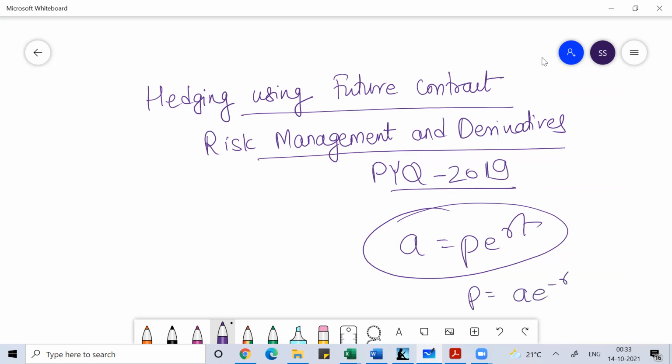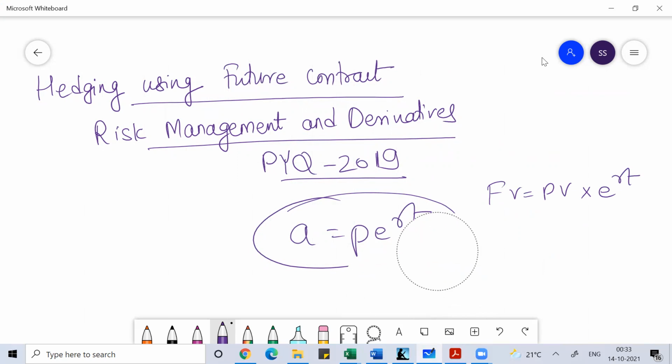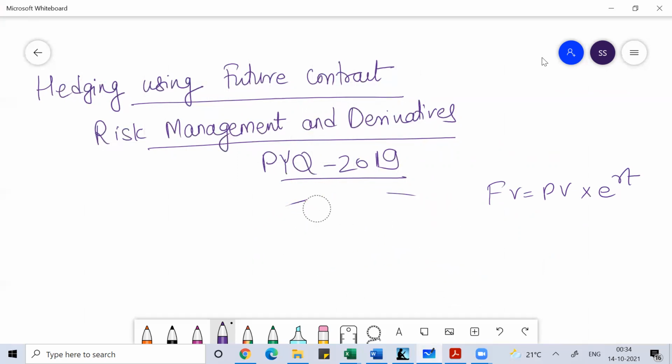This is basically the foundation of the cost of carry model which we use for the valuation of a future contract. In the case of future contract, you see the formula future value is equal to present value into e to the power RT. This is nothing but just an extension of the concept of continuous compounding. I hope you are aware about that. In case you are not aware, I have made enough videos in the finance section which you can go through to get more knowledge about that part.